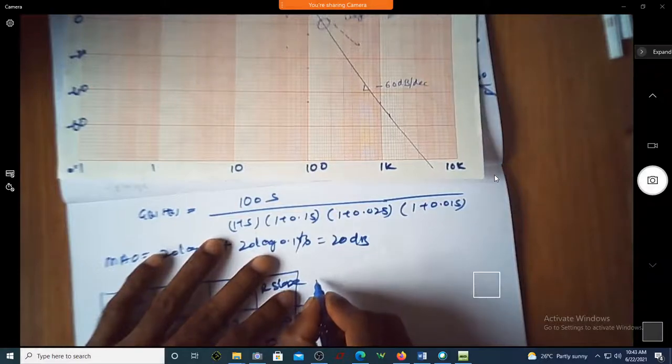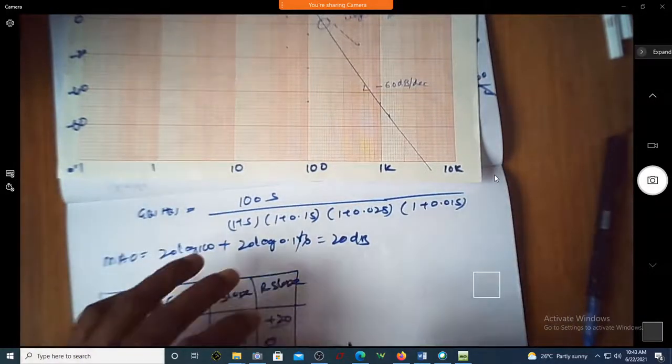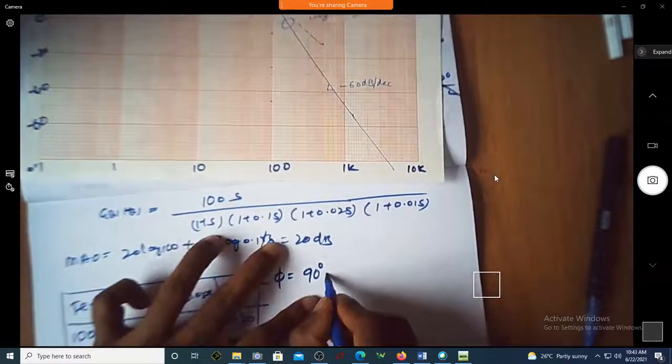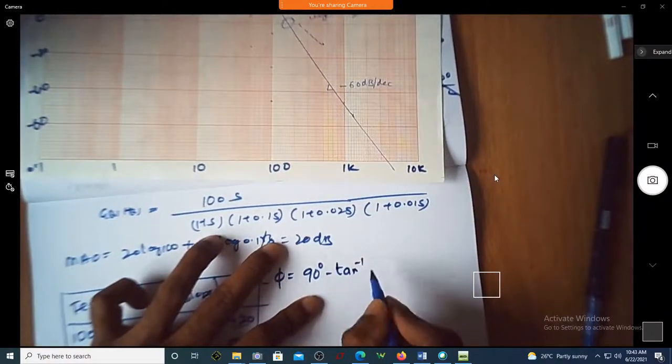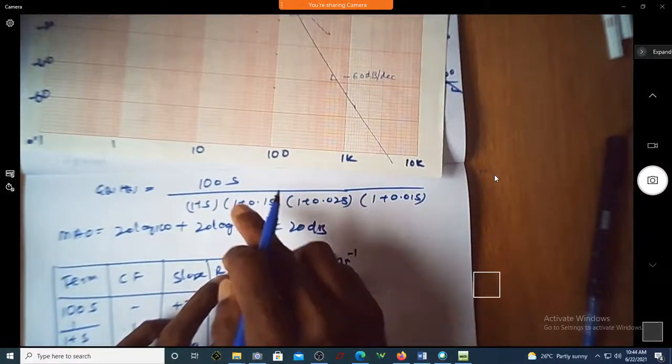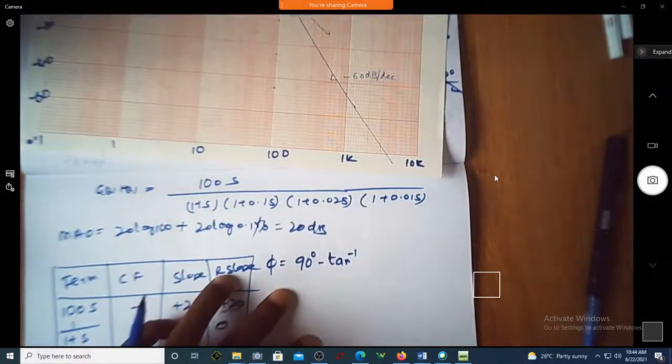Before that, let us also find an expression for phi, the phase. Is it not 90 degree minus tan inverse of? So is there any doubt about why it is 90 degree for s? Hello. These smaller doubts.